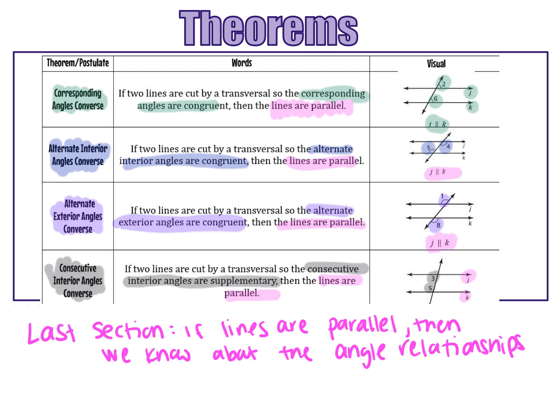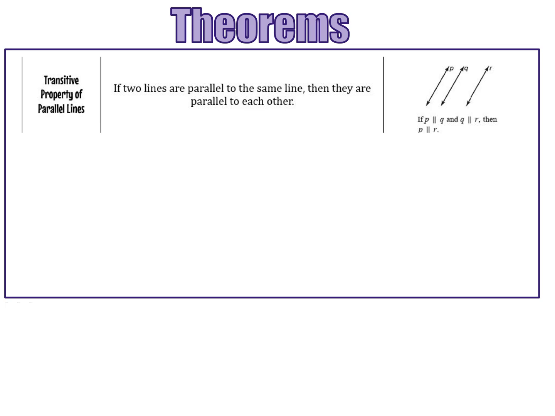We're going to get one more theorem, and then we're going to start using these theorems in practice and in proof. The last theorem that we're going to get in this lesson is the transitive property of parallel lines, which just says if two lines are parallel to the same line, then they are parallel to each other. If two lines have the same slope as a third line, then they have the same slope as each other. That is the transitive property of parallel lines. Now that we have looked at our theorems, let's look at applying these theorems with some examples.